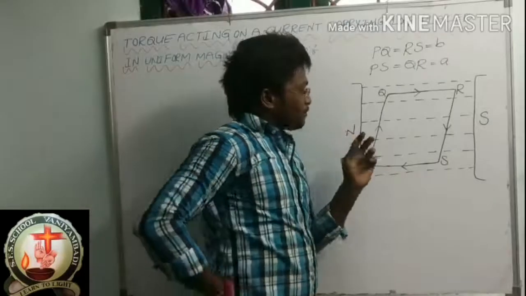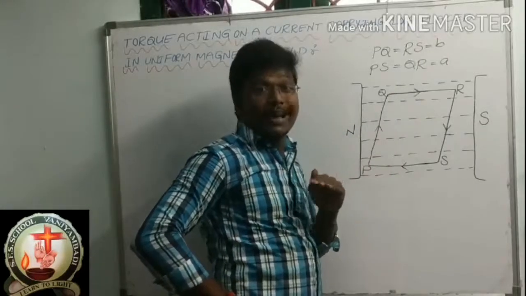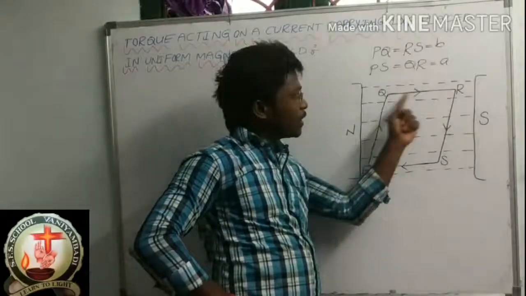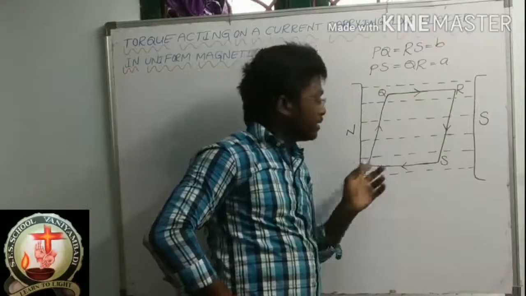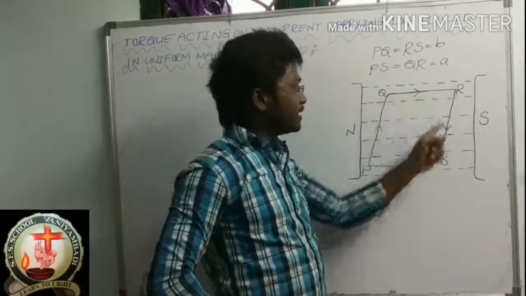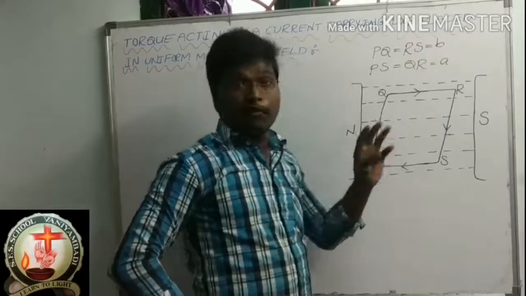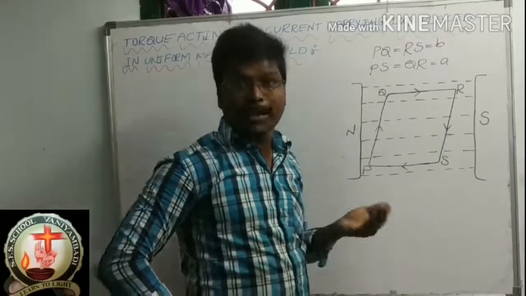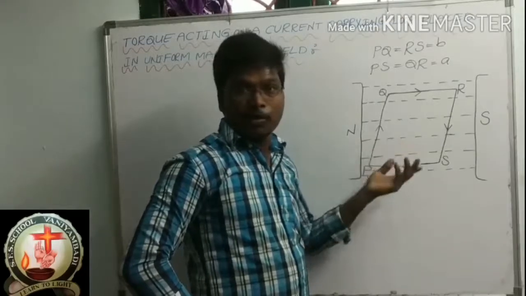See here, how many ends does this loop have? Four ends. PQ is one end, QR is one end, RS is one end, and SP is also one end. So this loop has four ends, actually four parts. This loop is the combination of four parts.